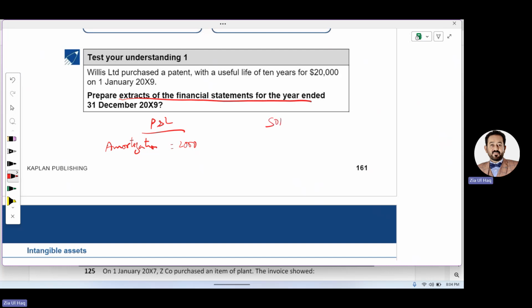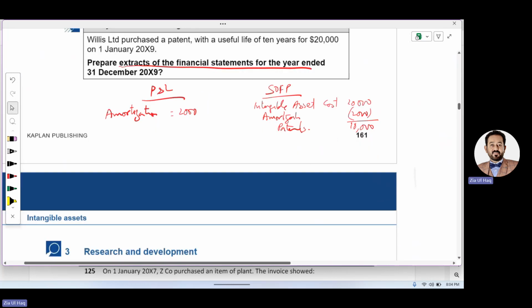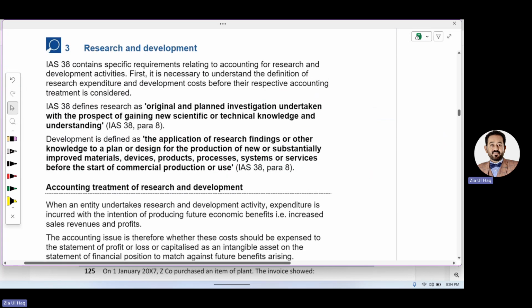And in the statement of financial position, the balance sheet, we will record an intangible asset of 18,000. Cost 20,000 and amortization minus 2,000, so 18,000 as patent. Simple. Okay, move forward. Research and development cost.